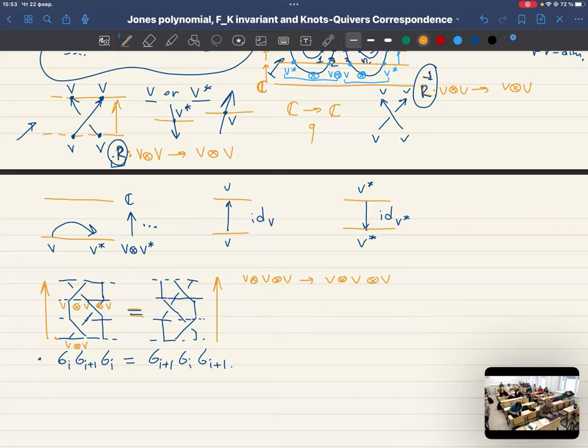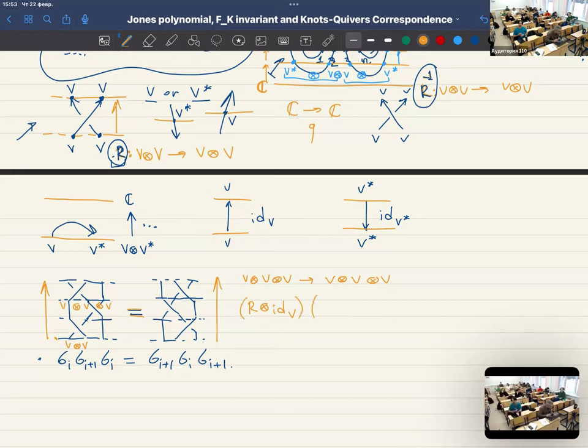Is it okay? Okay. Yeah, I think I need to change a little bit the way I draw this relation. It's correct, but okay, I can write it like this.